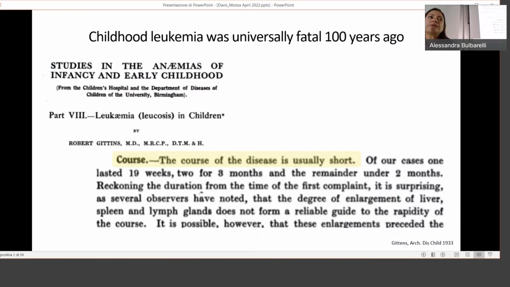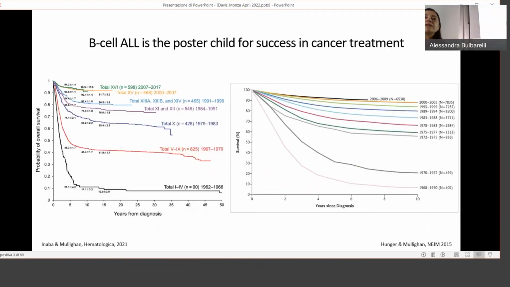So as many of you know in this room, childhood leukemia was universally fatal 100 years ago. This is a report from 1933, which really outlines a few patients who presented to this physician and described the rapid progression of the disease for children who had overwhelming amounts of white blood cells and succumbed to their disease within a few months. But we also now know that B-cell acute lymphoblastic leukemia, which is the most common type of cancer in children, is really an incredible success story in cancer treatment in general.